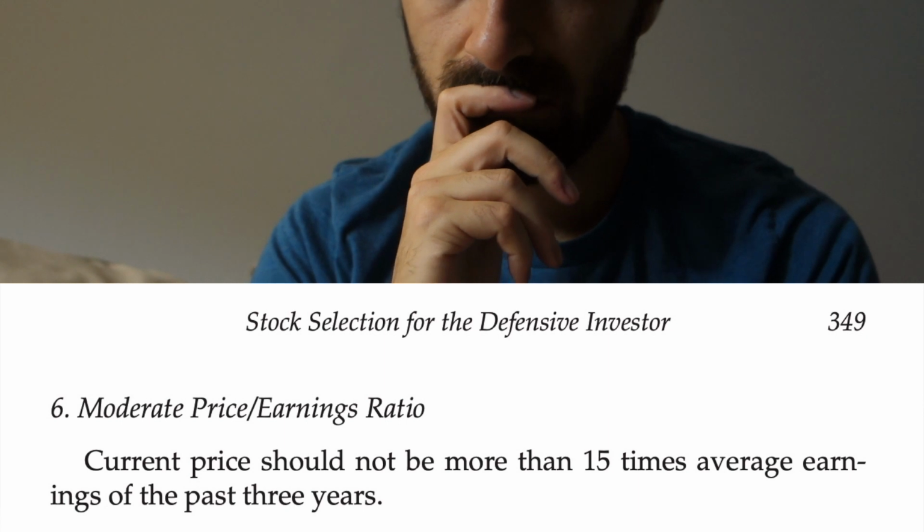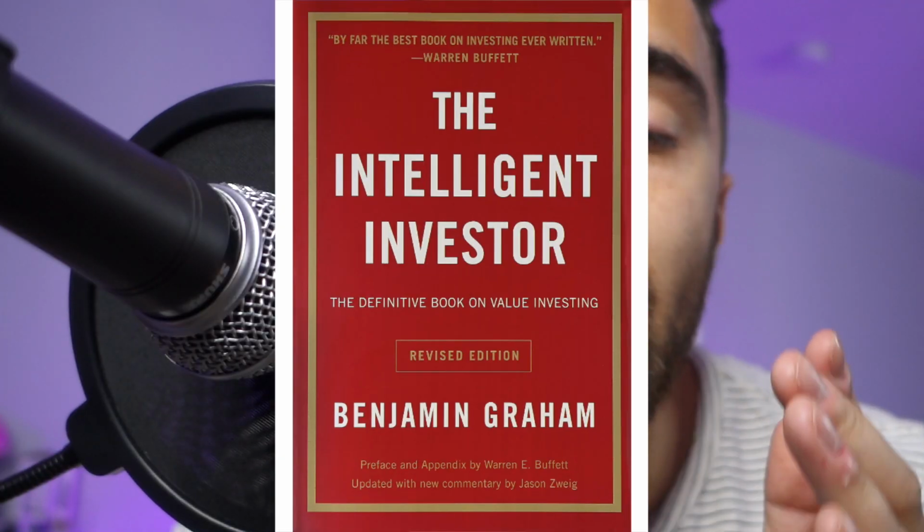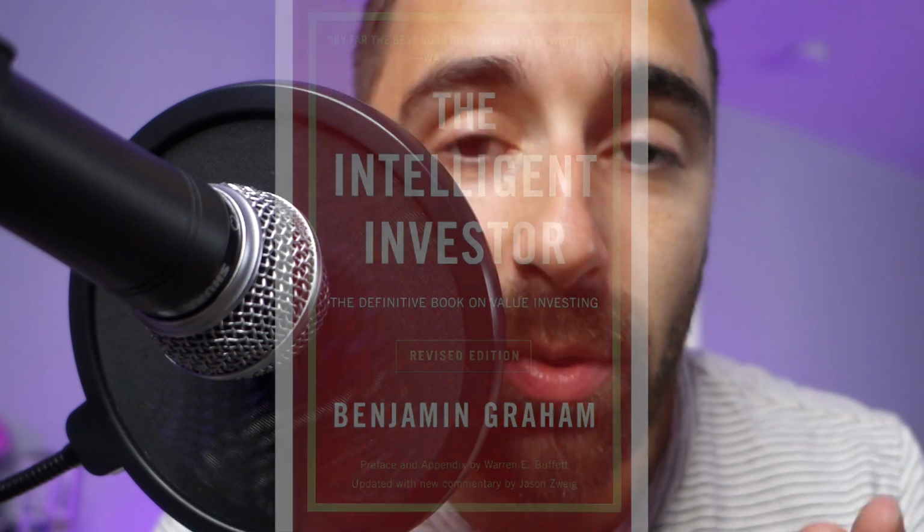So should I only buy stocks with a PE ratio under 15? Now, let me be clear. I'm not saying that Warren Buffett and Benjamin Graham are wrong. This book was written in 1949. In the 72 years that passed since this book was written, a lot has changed. I'm saying that Warren Buffett doesn't even follow this rule himself anymore.